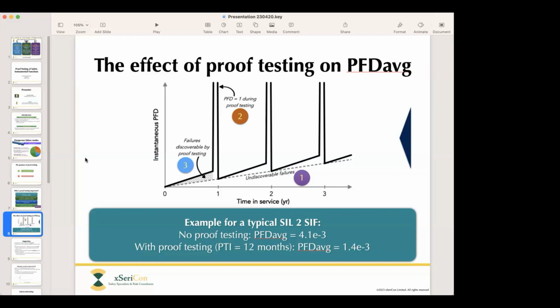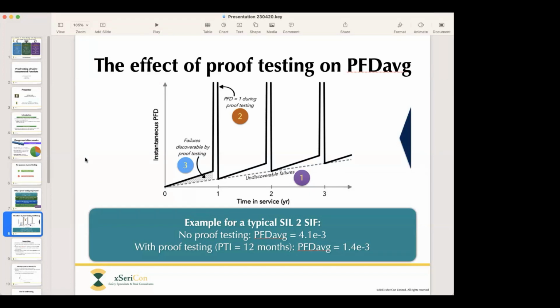If we did not do the proof testing, then we wouldn't get back down to the baseline, and that shaded area would gradually build up and up and up and become quite large over the whole lifetime of the SIF. And as a result, the average PFD averaged over the whole lifetime, which is the total area under this black curve, would be higher if we do not do the proof test than it will be if we do the proof test.